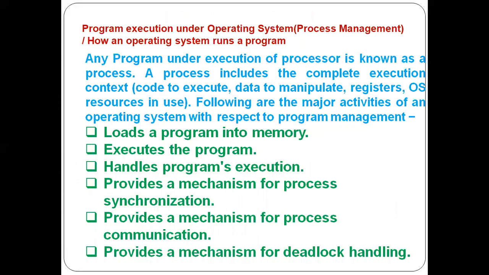So, program execution under the operating system, the process management system: how does an operating system run a program? See here, any program under execution by the processor is known as a process. What does a process include? The complete execution and the context code of the executed data, manipulating the registers, operating system resources in use.